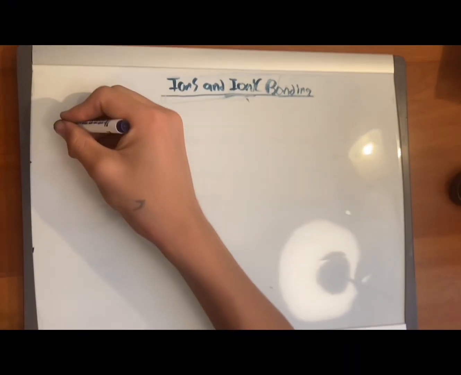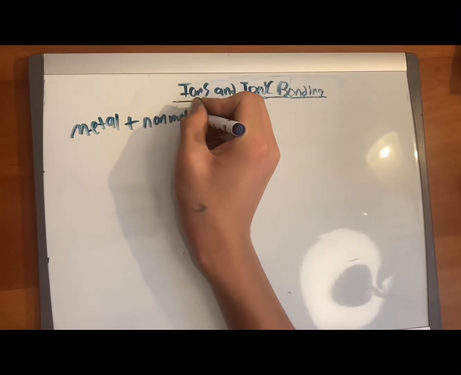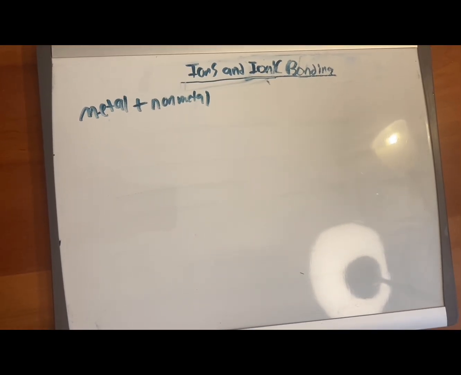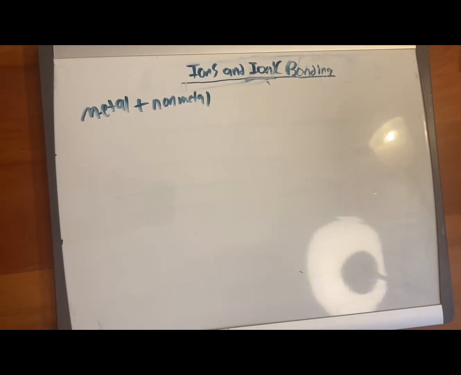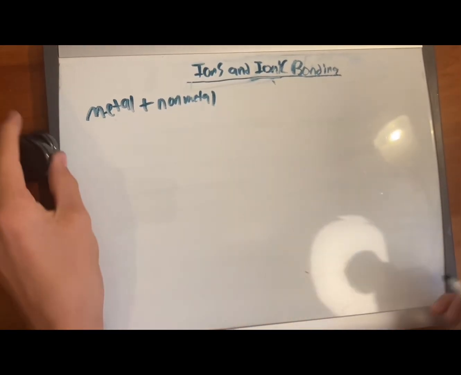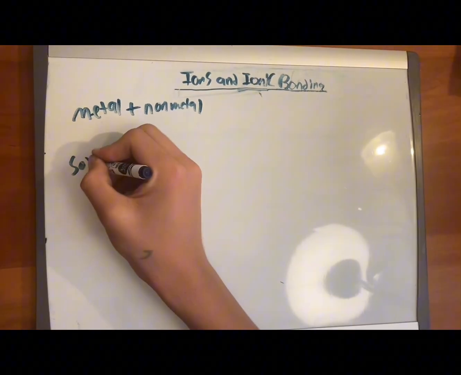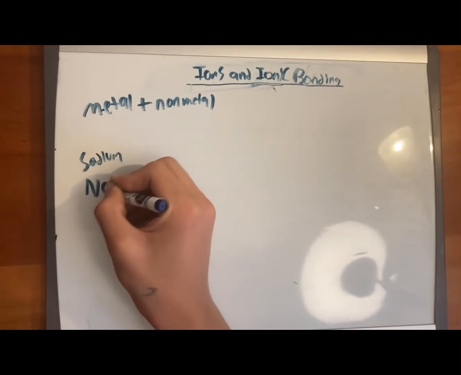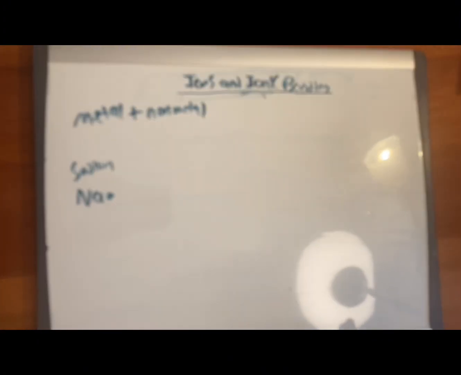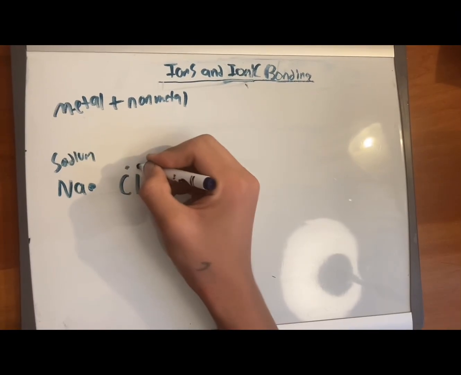Ionic bonding happens between a metal and a nonmetal. The metal loses its electrons to become a positive ion, and the nonmetal gains those electrons to become a negative ion. These opposites attract, just like magnets. An example of this is sodium, which we had before, sodium, Na, which has 1 valence electron. I'm using Lewis dot diagrams to be clear. And then we have chlorine, which has 7.